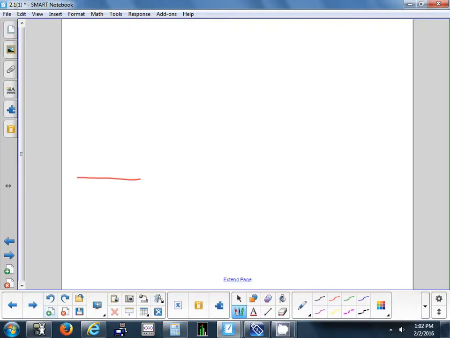What's a good connection between feet and inches? What do you know? Yeah, there's 12 inches in 1 foot. So now if I said, how many feet is 100 inches? Well, you know this. So you can basically set up a proportion.